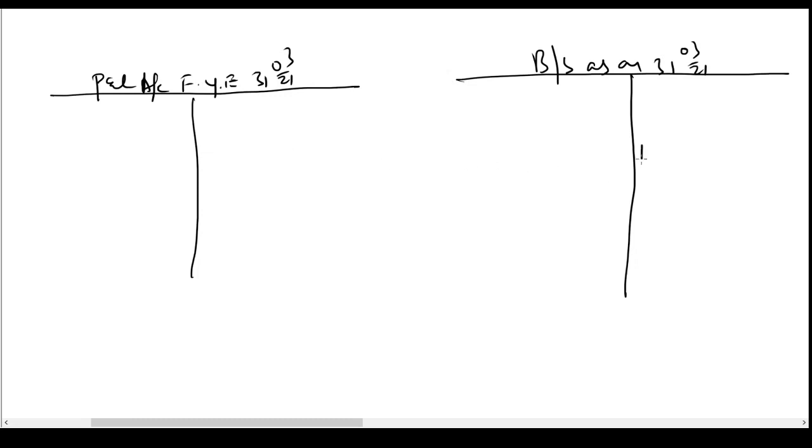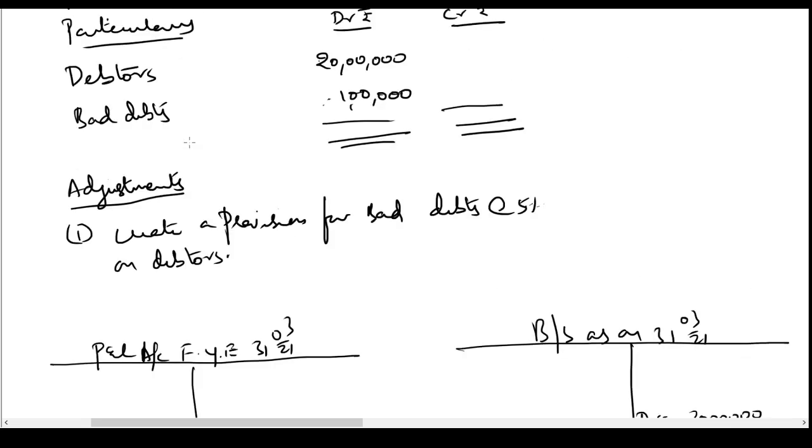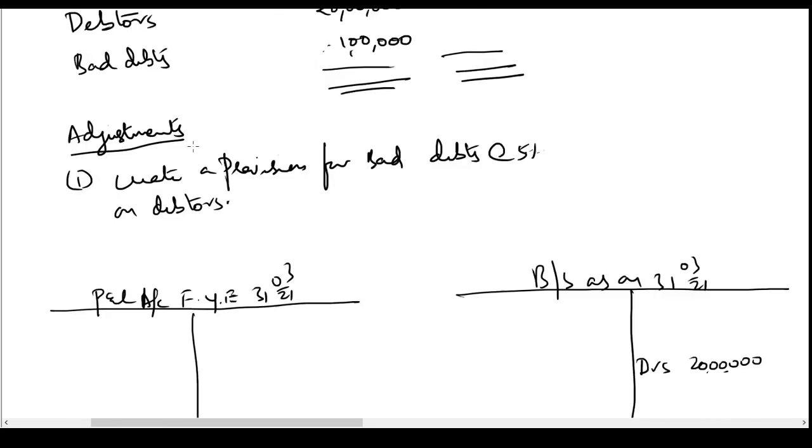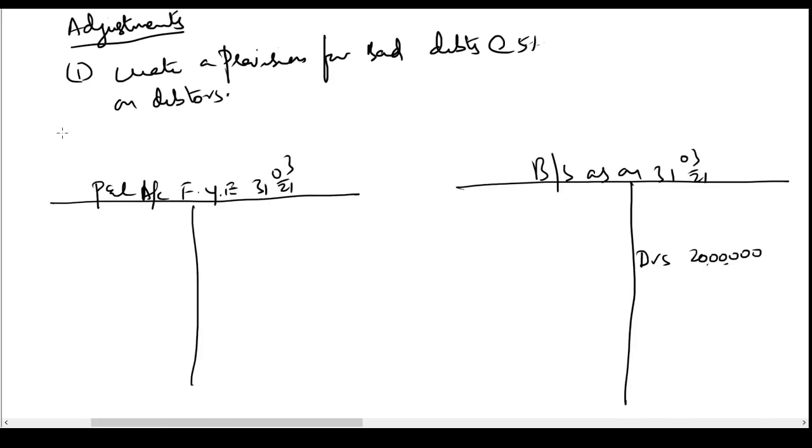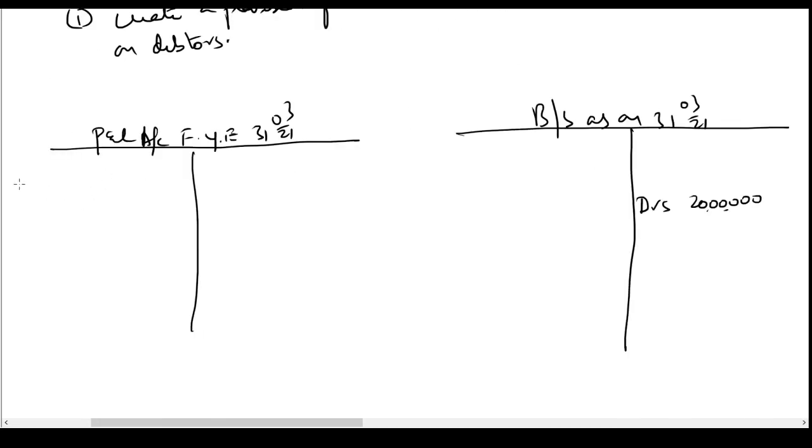We are having debtors, I'll show in the inner column 20 lakhs, and we are having some bad debts in the trial balance. We don't have an existing provision for bad debts because in the trial balance it is not given anywhere. That means there is no provision for bad debts already existing. So this loss will be transferred to the P&L account. We pass the entry P&L account debit to bad debts. So bad debts will be transferred to the P&L account. The entry we have passed is P&L account debit to bad debts to close the bad debts account.